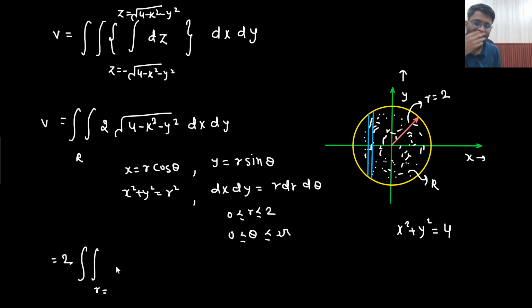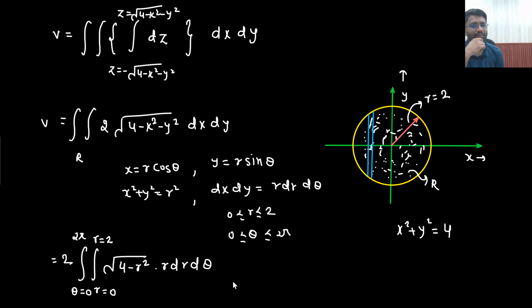Understandable? Yeah. So r going from 0 to 2 and theta going from 0 to 2 pi. Under root 2 is already outside. Under root 4 minus r square into r dr d theta. So this is what we are supposed to solve.